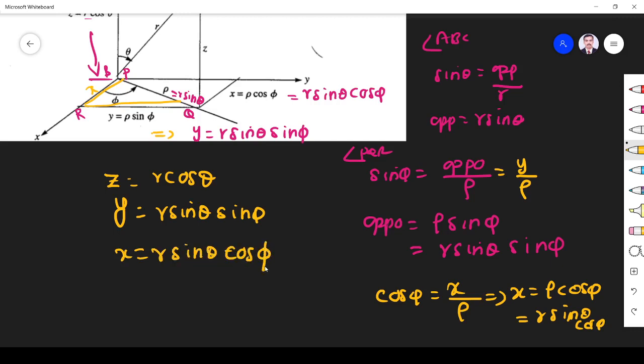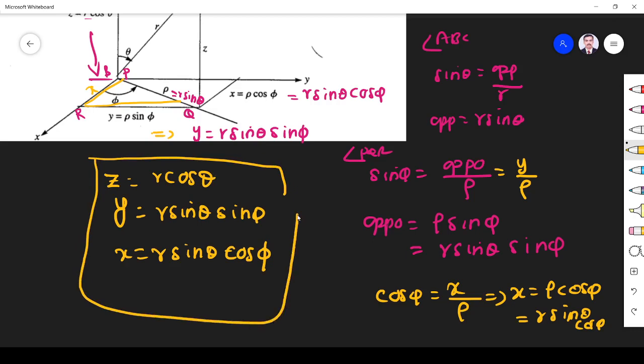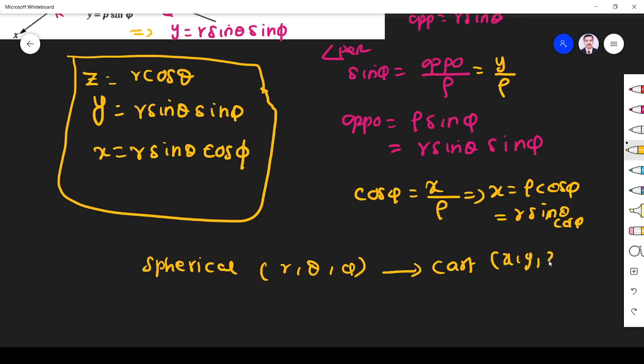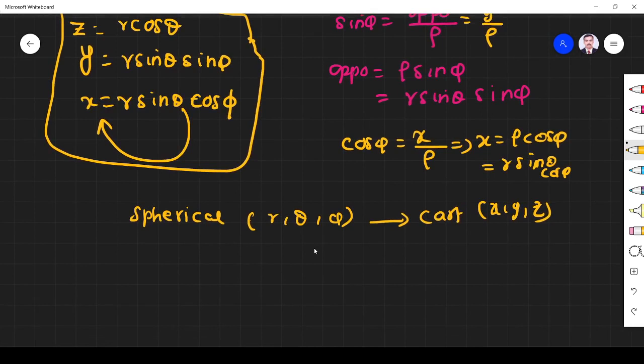This is what you see. Now I have r, theta, phi, and from this I can find x, y, z. If I have the spherical coordinate system, that is r, theta, phi, I can find Cartesian x, y, z. This is what you call spherical to Cartesian conversion. I know spherical r, theta, phi, from that I can find x, y, z. Now we find Cartesian from spherical.